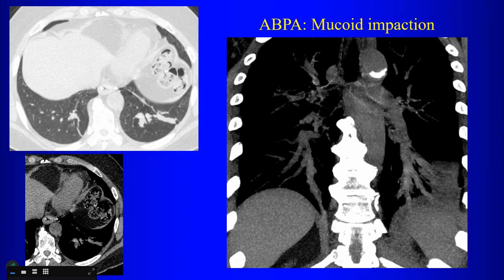Why is it high attenuation? Usually we identify mucoid impaction because it's fluid attenuation, right? Why in this case is it high attenuation? Is it like dissipated or something? Like the secretions are dried out? No, no. Proteins.